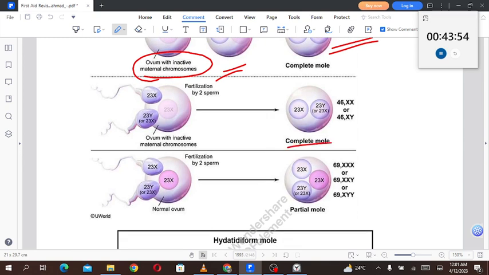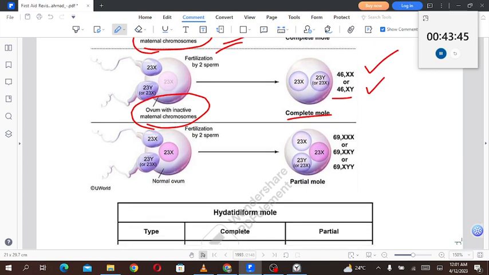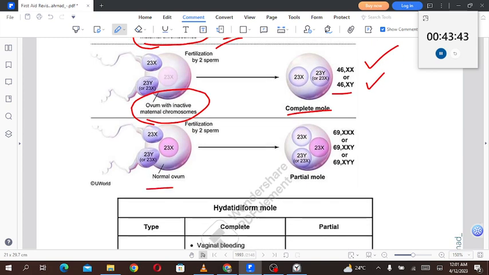The mechanism is different in the other case. When two sperms fertilize an empty ovum with an inactive maternal chromosome, the result will have 46XX or maybe 46XY. And when fertilization by two sperms happens for a normal ovum, we will have a triploid picture in which there will be 69XXX, XXY, or XYY. So this picture can also be there.